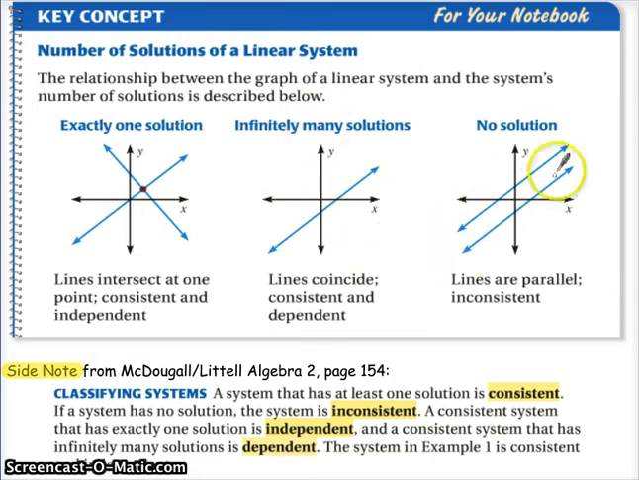And then the last way is if they're parallel. Remember, two lines won't cross when they're parallel. They will have the same slope, but they won't have the same y-intercept. If they're parallel, that's what's called an inconsistent system, or basically a system that has no solutions.